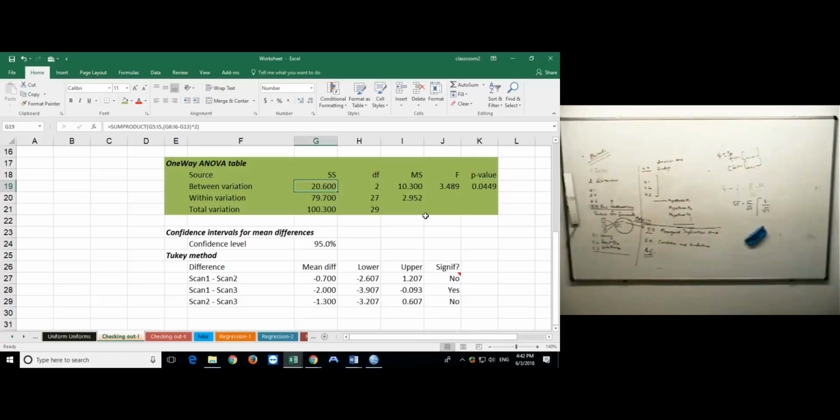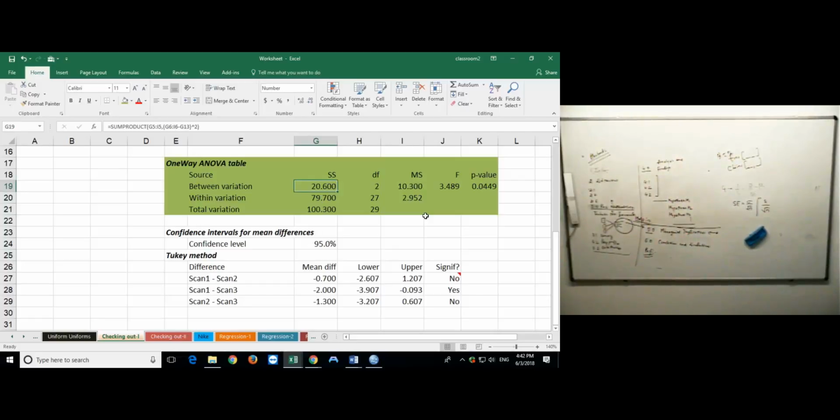Okay. The first one was talking sum of square. Sum of square divided by degree of freedom will give you mean sum of square. So 20.6 divided by 2, 10.3. 79.7 divided by 27, 2.94. All of you together.